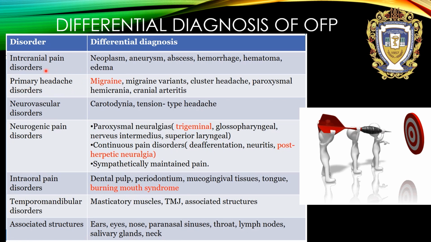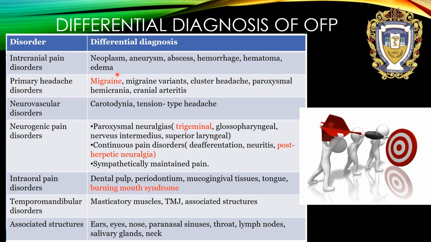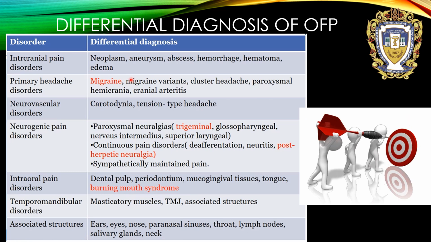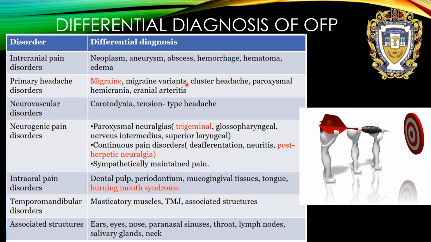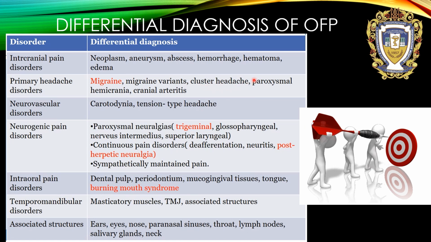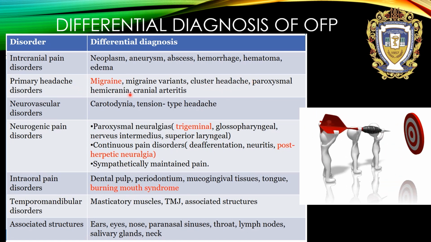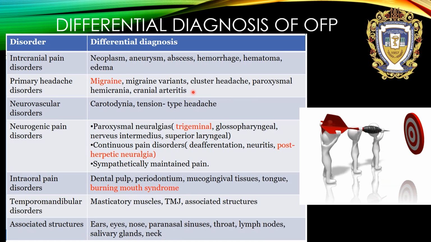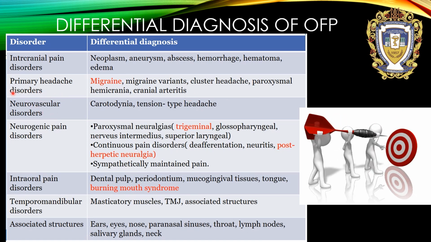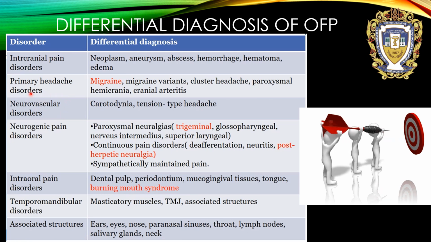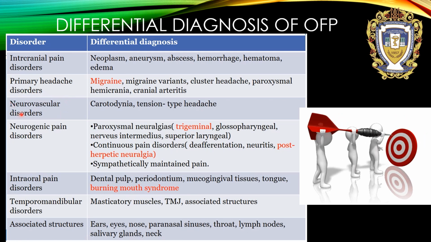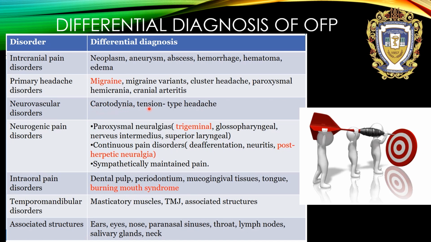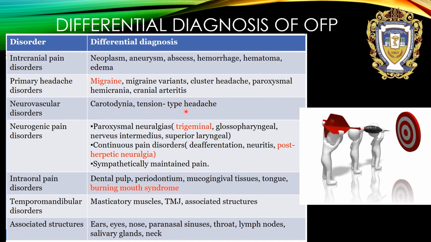Primary headache disorders must be differentiated between migraine variants, cluster headache, paroxysmal hemicrania, and cranial arteritis. Different types of neurovascular disorders. We need to differentiate between carotidynia and tension-type headache.